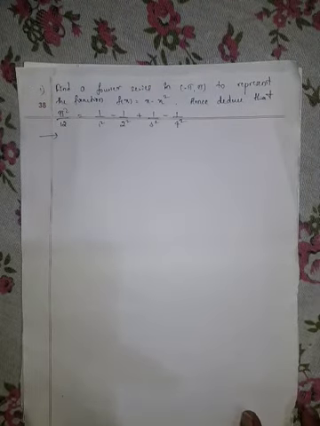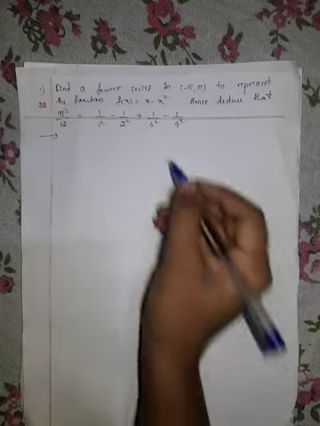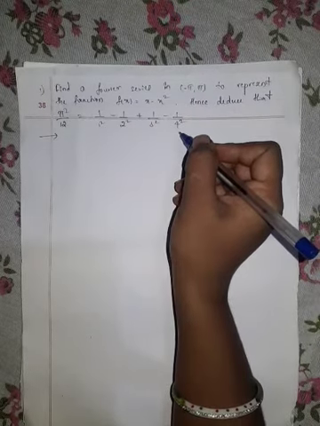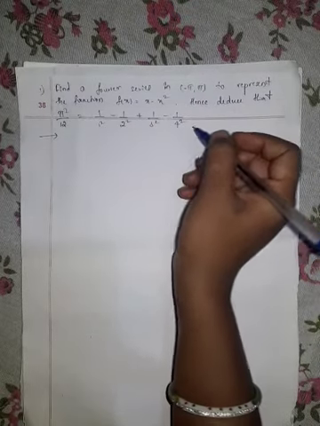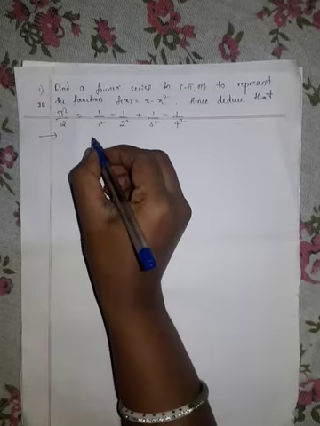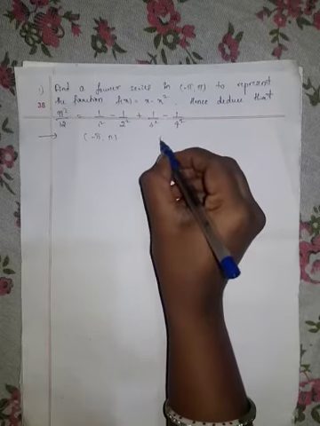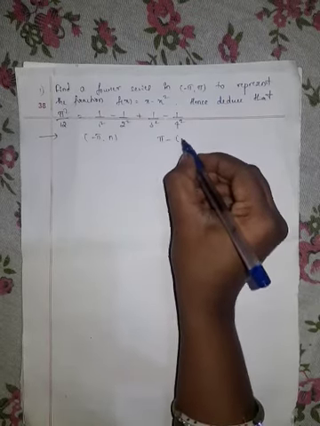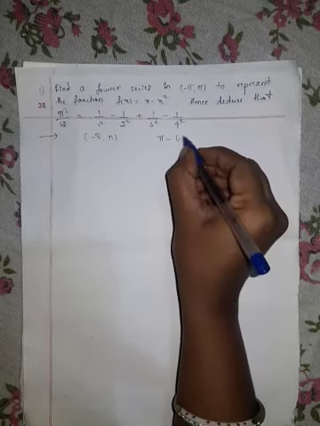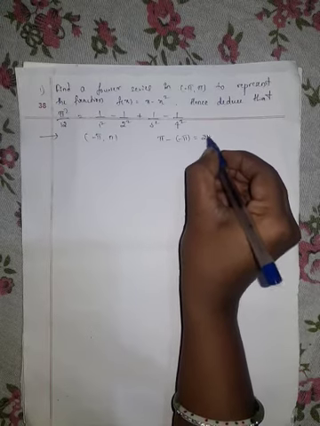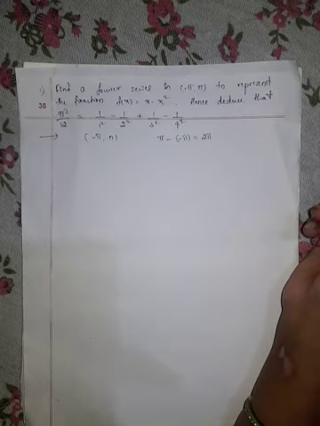So as you can see here, this is a function f of x is equal to x minus x square, a function of period 2 pi. Here the given interval is minus pi to pi. So our period is nothing but pi minus of minus pi, which is 2 pi. So this is also a function of period 2 pi.